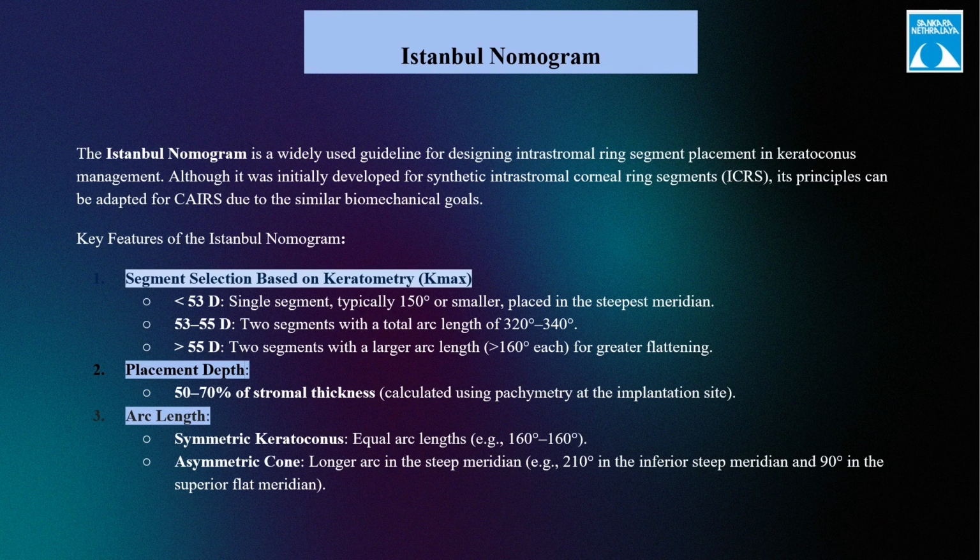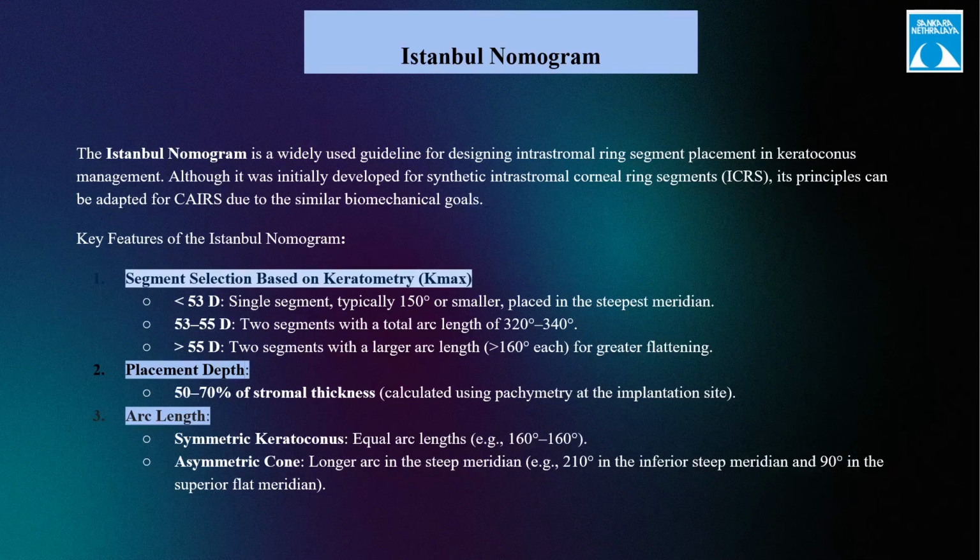Now, this is the Istanbul nomogram, which was earlier being used for ICRS, which has been modified a little bit by the makers itself to now be used for CAIRS. What are the key features? We have a segment selection, which is based on keratometry K-max values. We have a placement of depth and arc length. Segment selection based on this is: if less than 53 diopters, a single segment is used, typically 150 degrees or smaller, which is placed in the steepest meridian.